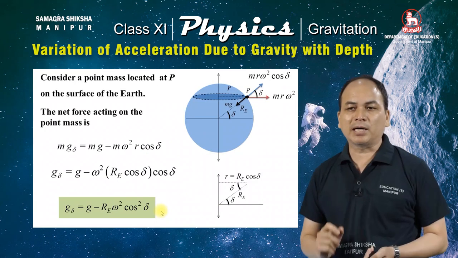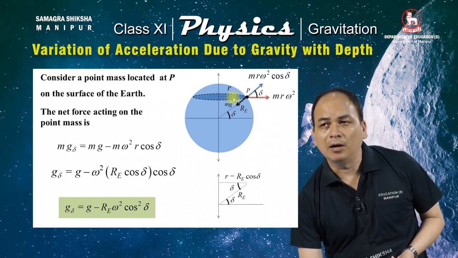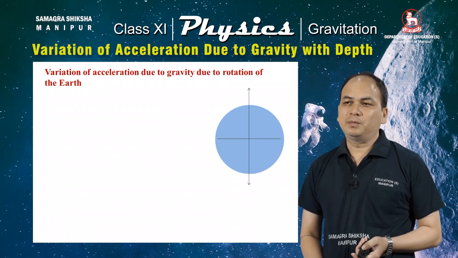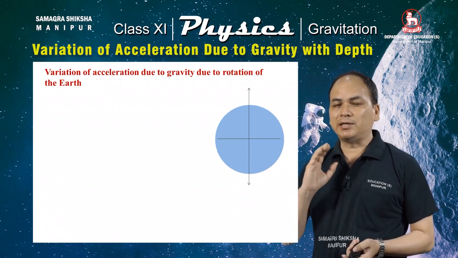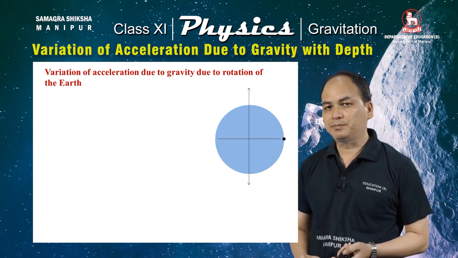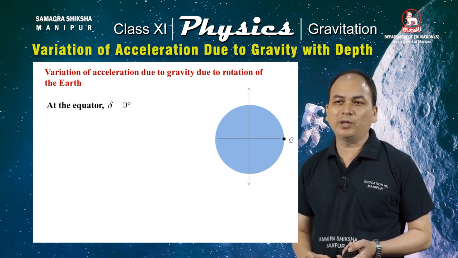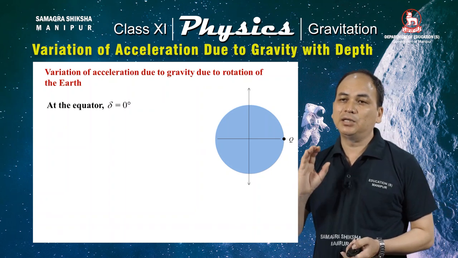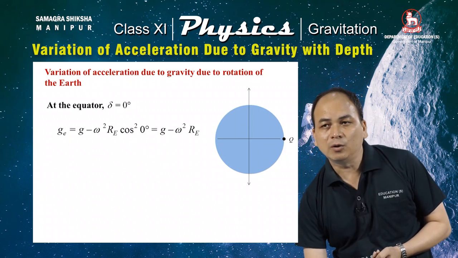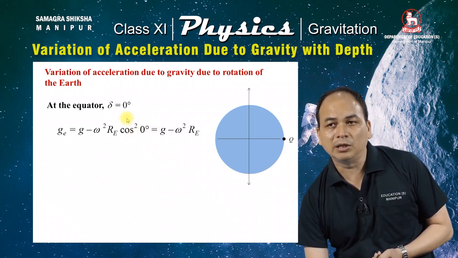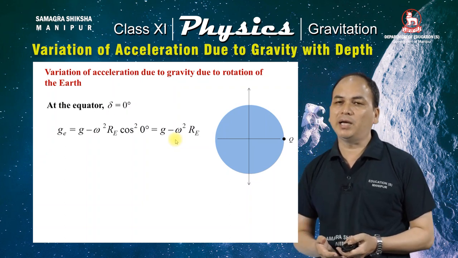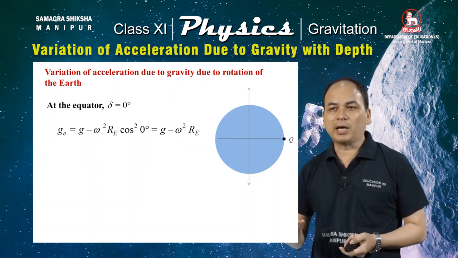Now consider a point at the equator, where the rotation axis is at its maximum distance. At the equator, you will find that the latitude delta is 0 degrees. If you put this value in the equation, cos 0 degree is 1. So therefore g prime is g minus omega square R e. So at the equator, the value of g is reduced.